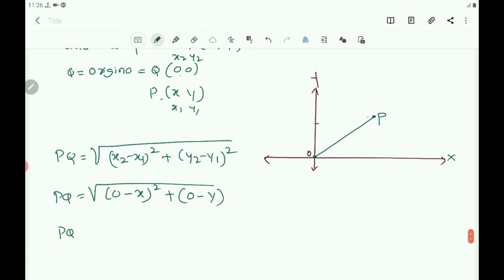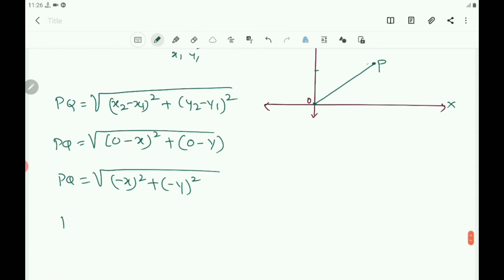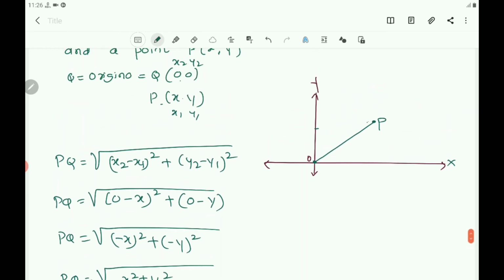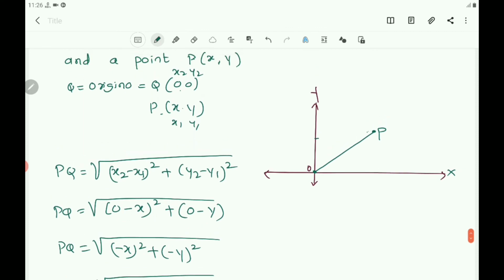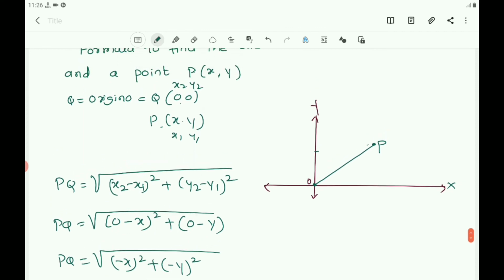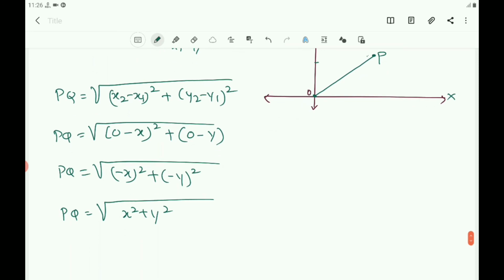So it becomes PQ equals root of (x minus 0) whole square plus (y minus 0) whole square. Then PQ equals whole root x square plus y square. If one point is the origin, then the distance between a given point and the origin is whole root x square plus y square. Therefore the formula is converted if one point is the origin.